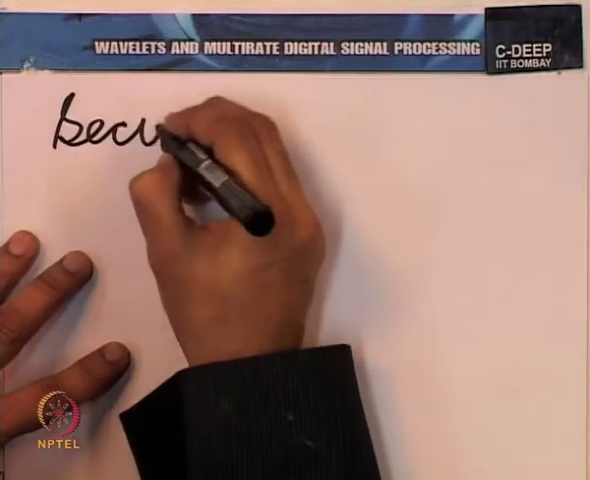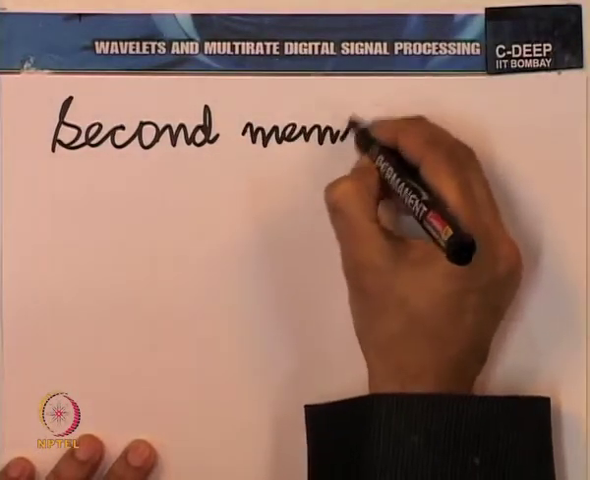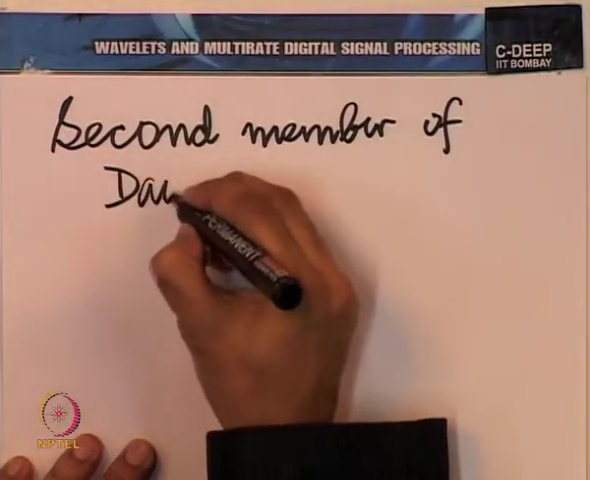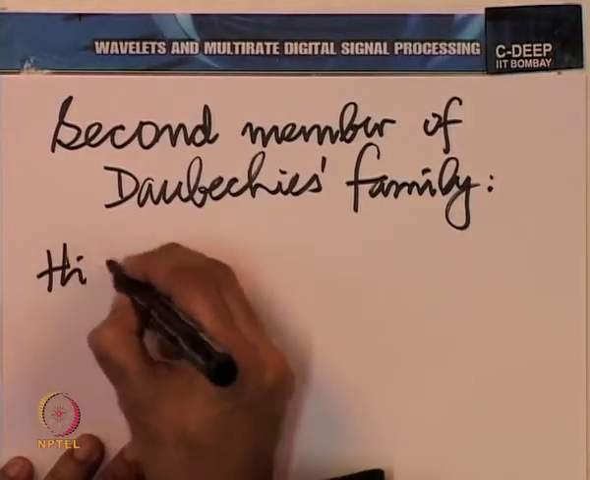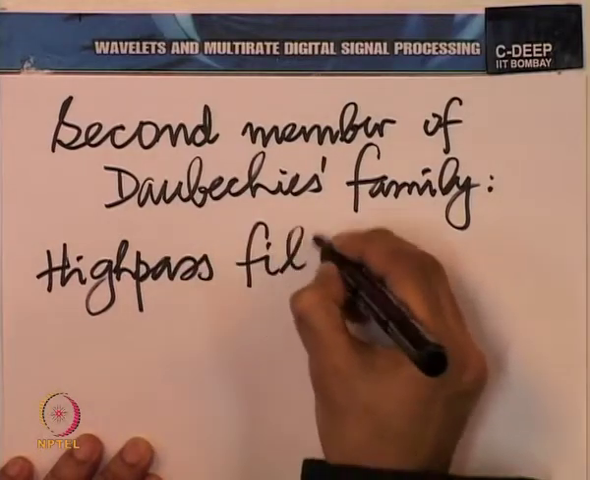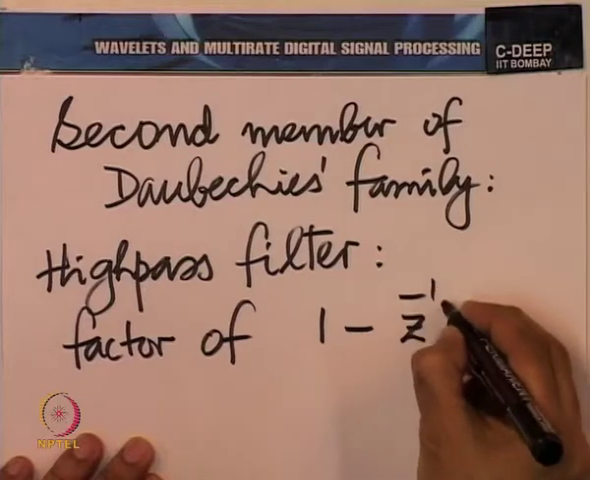So, we said that we wanted more and more factors of the form 1 minus z inverse appearing in the high pass filter. So, for example, let me put down the structure of the next member in the family after the Haar case, where instead of 1 you would have 2 factors. What we said was the second member of the Daubechies family would look like this. The high pass filter would have a factor of 1 minus z inverse the whole squared.